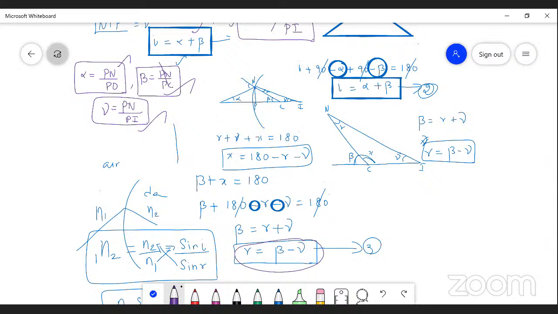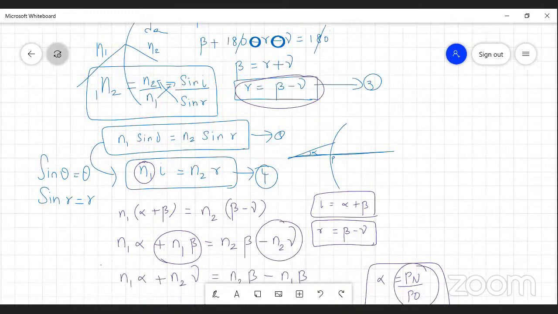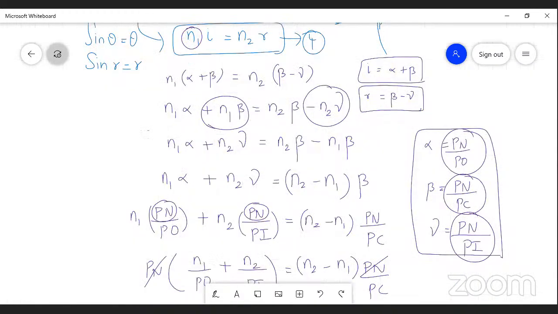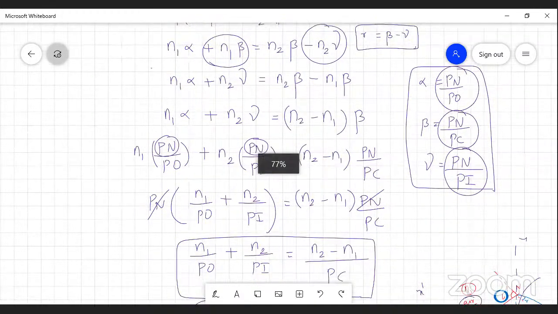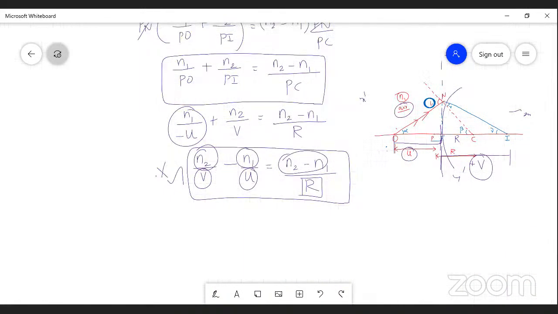Substitute these values in Snell's law, n1 i is equal to n2 r. Substituting the i value and r value in the equation n1 i equal to n2 r, finally you get the equation of refraction at a single spherical surface: n2 divided by v minus n1 divided by u is equal to n2 minus n1 divided by R. This is the final equation for refraction at a single spherical surface.